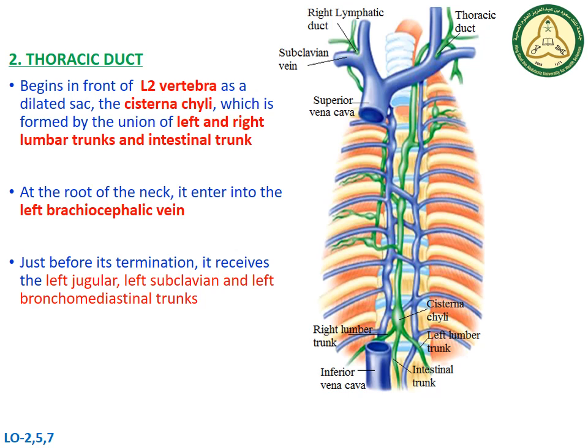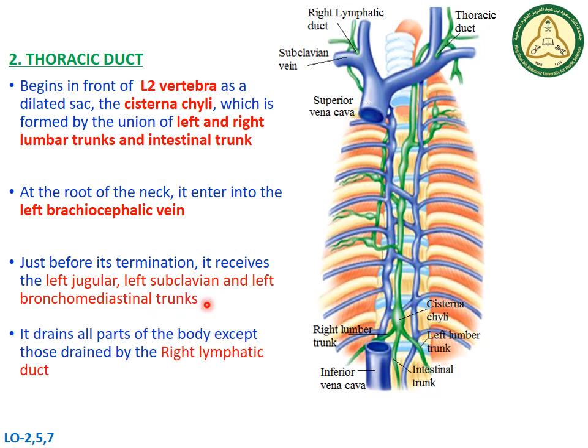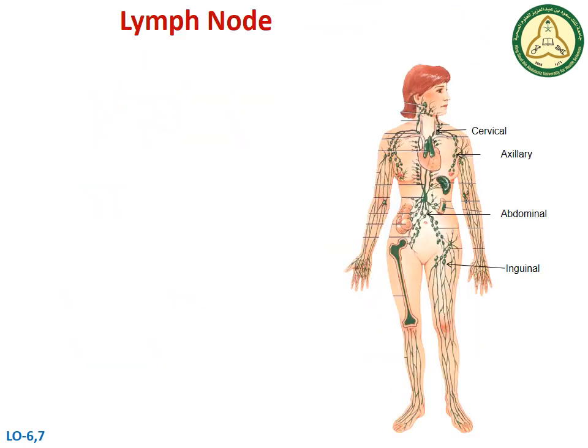Here, just before it terminates, it receives the left jugular trunk, left subclavian trunk, and left bronchomediastinal trunks. It drains all parts of the body except those drained by the right lymphatic duct. So except the right lymphatic duct that was already discussed in the previous slide, all the remaining parts are drained by the thoracic duct.